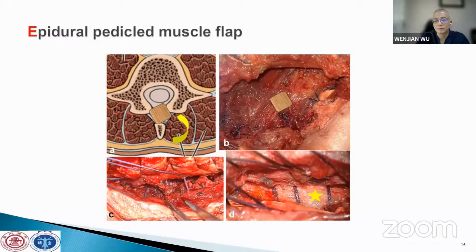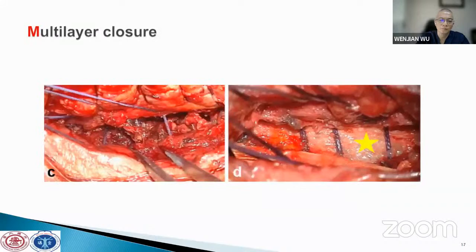The pedicle or the muscle strap should be anchored into the bed depth of the spinous process or to the next available bony structures. Then we can close the incision with a multi-layer closure. These stitches through the bony midline structures further reduce the dead space, and the superficial layers are closed by back and forward sutures.